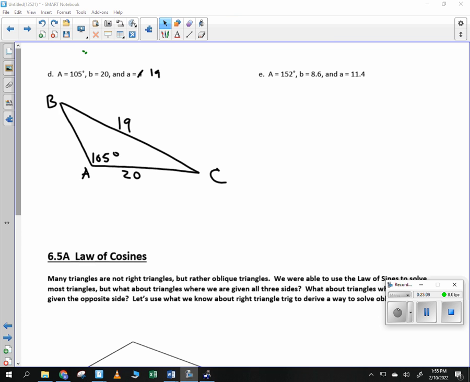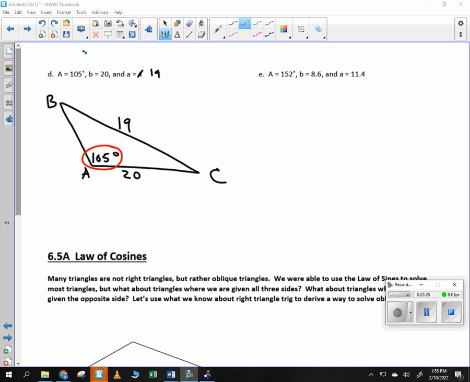Sydney is 100% correct. Does everybody agree that this is the largest angle of the triangle? There's no way you could have two obtuse angles. Okay, so therefore, this is an impossible triangle. There's no way that could be 19, that would be 20. This would have to be greater than 20, wouldn't it?